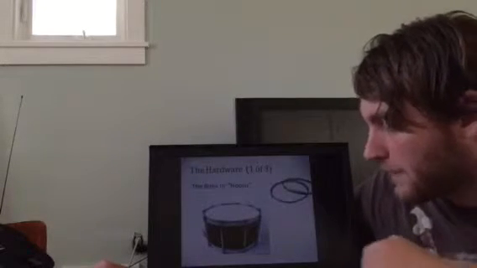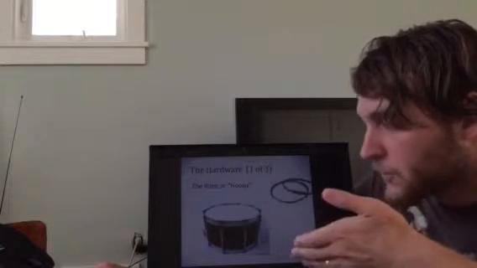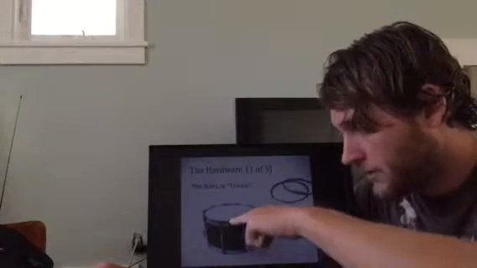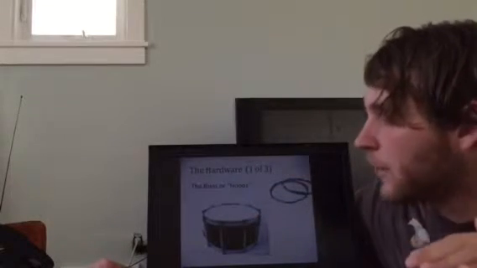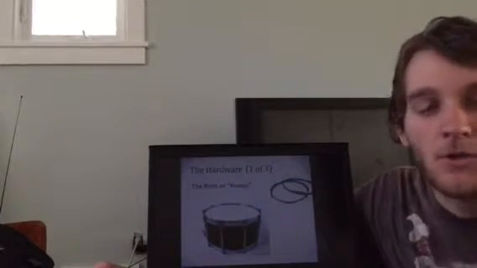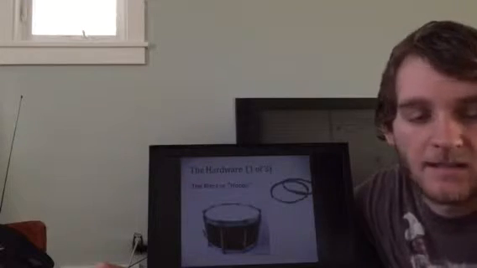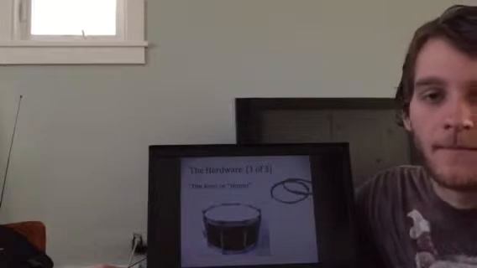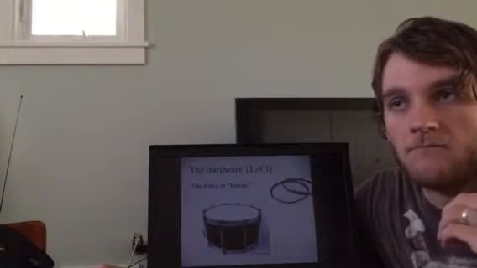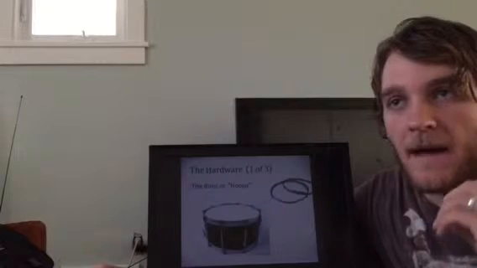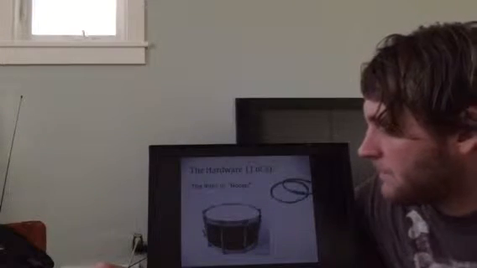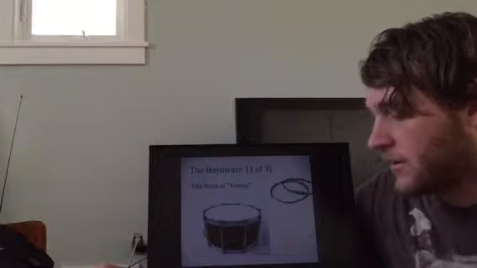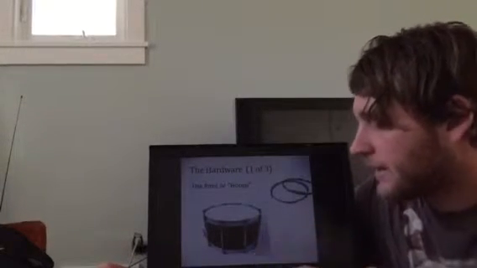Moving on to the hardware, the rims or the hoops, as some may call them, are the metal hoops that hold the skin onto the drum. There's usually just two basic ones, a single flanged and a double flanged. The double flanged is just stronger, and it gives a better sound. The rims or the hoops hold the tension rods that go into the lug casing.